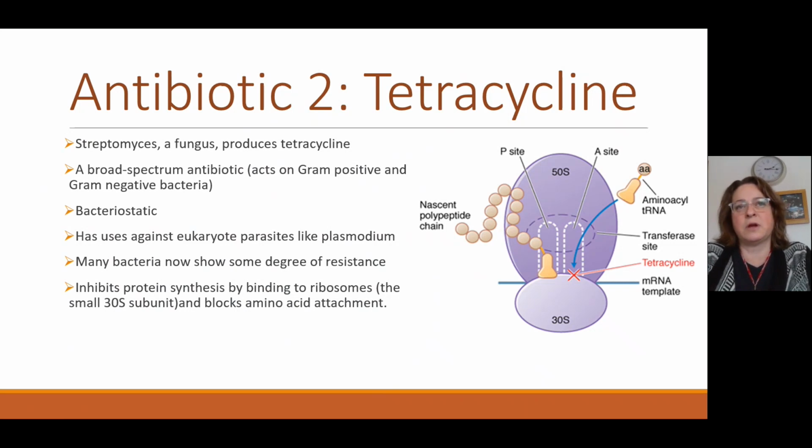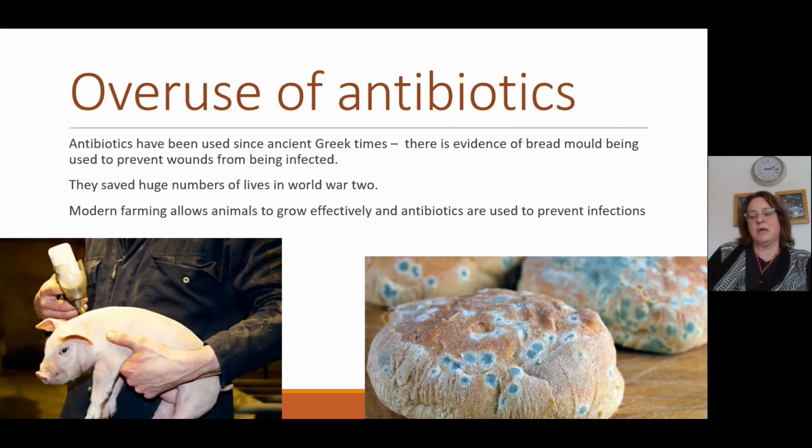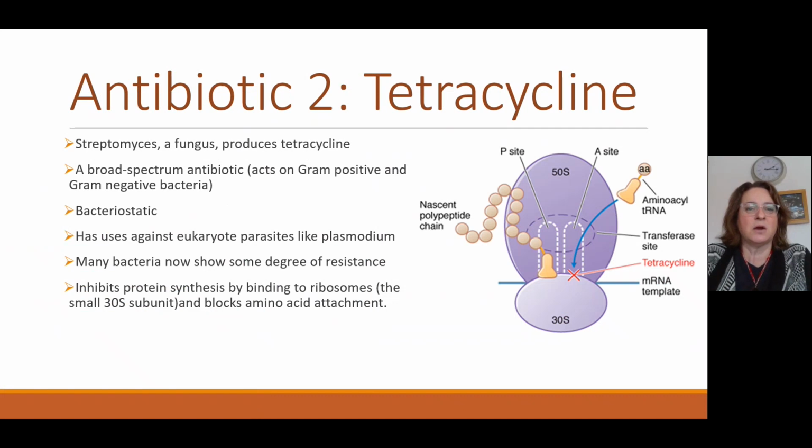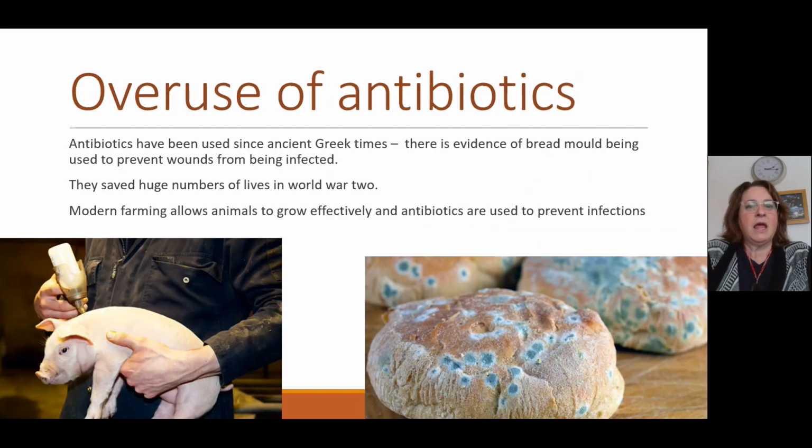Sorry, in the normal eukaryotic cell, you'll find 80S. However, in the bacterial cells, you'll find the 70S. So therefore, it's going to attack there, and causes bacteria to just not be able to reproduce, just not be able to produce their own protein.